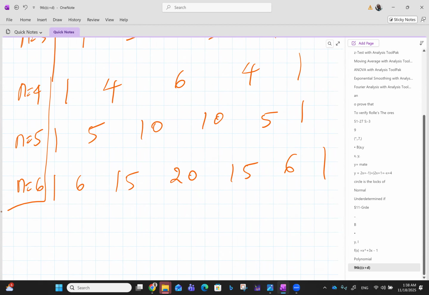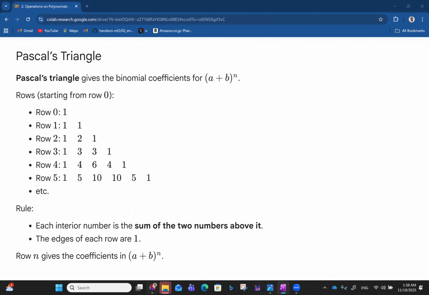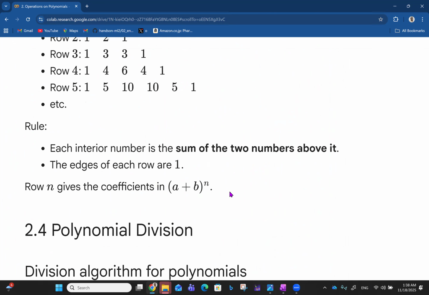Okay, so that's how Pascal's triangle goes. You want to check the binomial series playlist, because I also have that properly explained there.